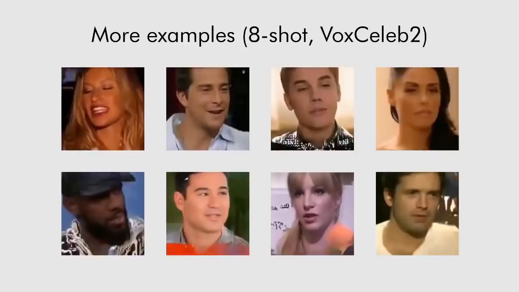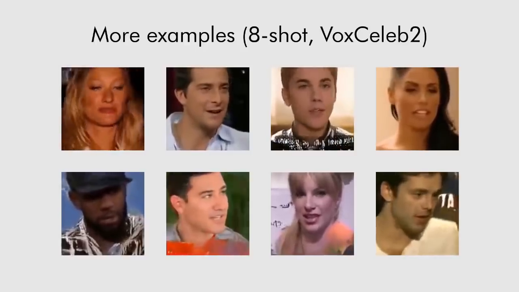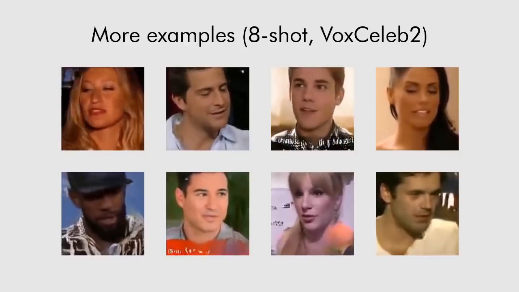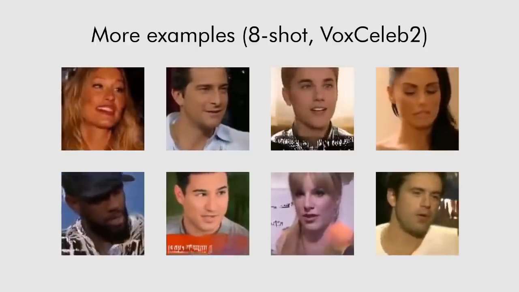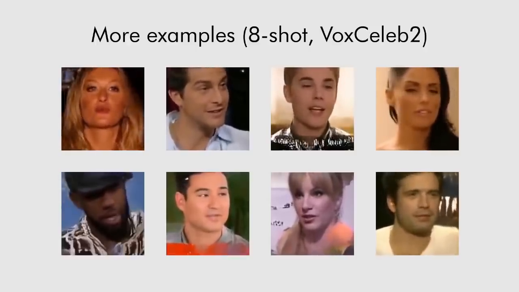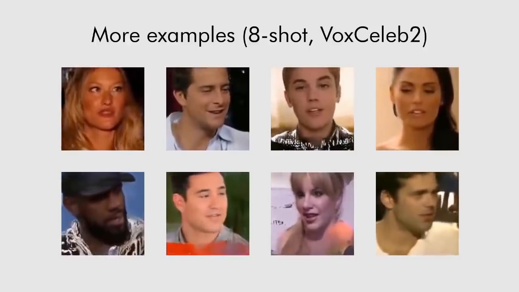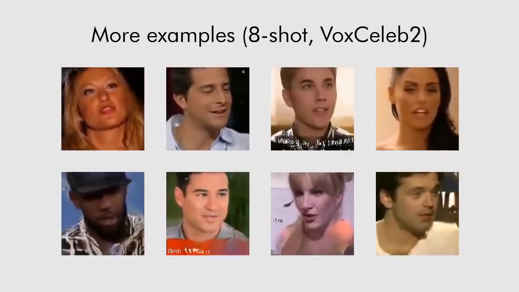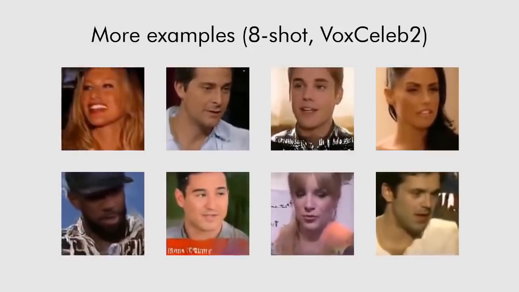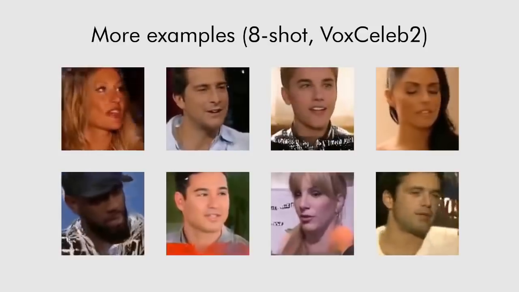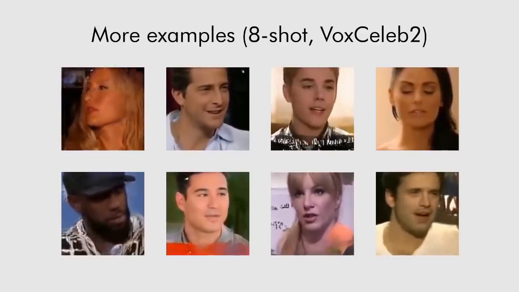Here, we show more results for holdout identities on the VoxCeleb2 dataset that were unseen by the system at the meta-learning stage. These talking head models were obtained using 8 frames, although in some cases there was limited diversity between the head pose in those 8 frames.